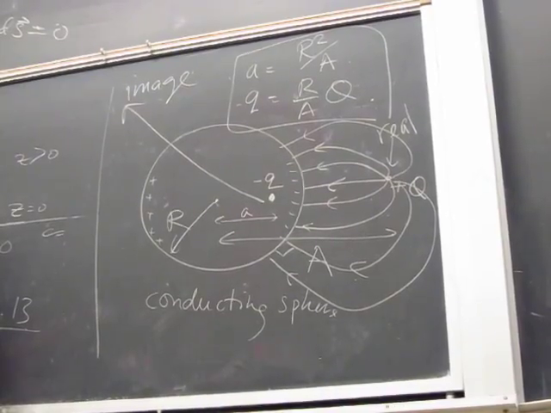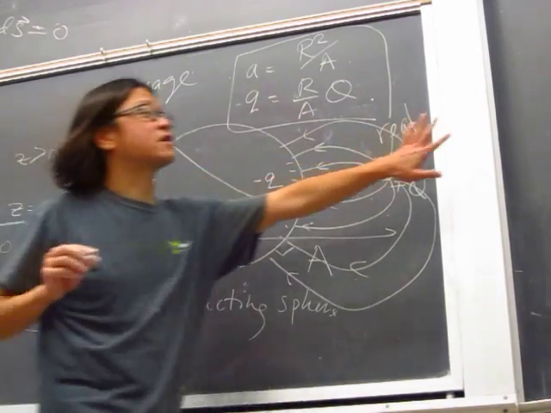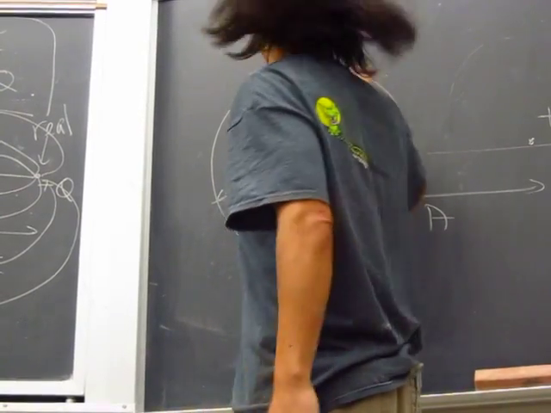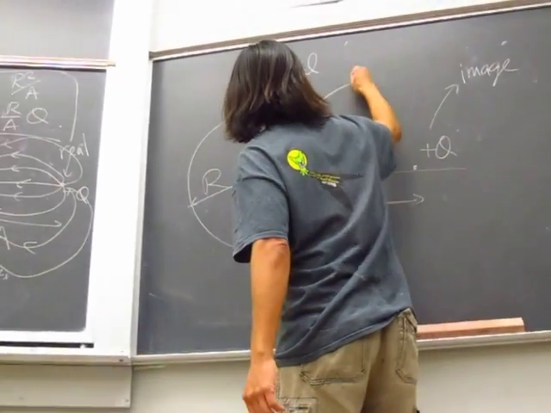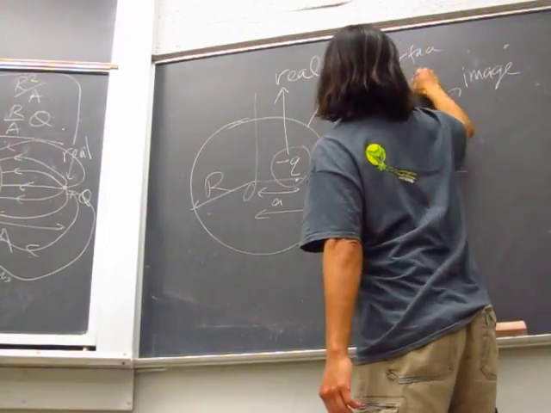So when it's inside the conducting sphere, it's supposed to be 0, right? No, no, this is a conducting shell. The V is supposed to be 0? V is 0 here, on the surface. On the surface, V is equal to 0.